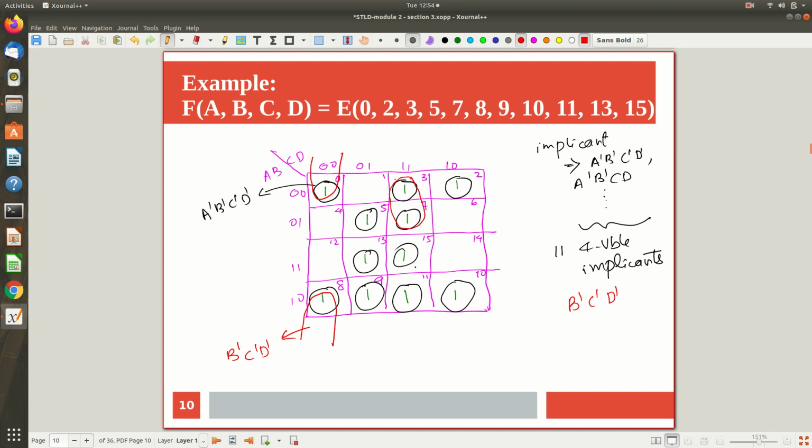Can you tell me what is this? This is like B is vanished. A dash CD, A dash CD. Like that I can write many. I don't find it easy to count. So this one, this one, this one, this one.